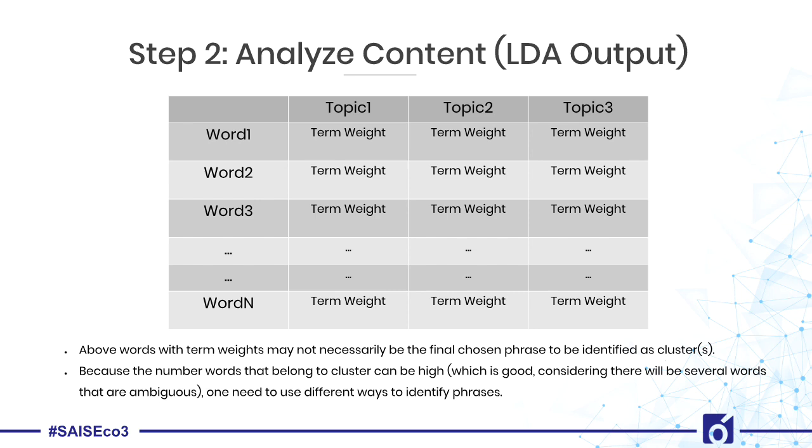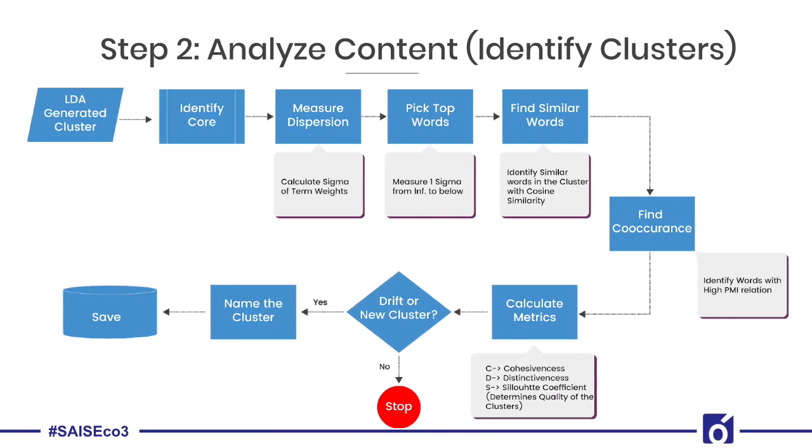Now, every word has some significance, for example, in terms of computer, we say term weight in that particular concept, and it varies from 0 to 1. Now, it's not necessary that the above words are the final clusters or the final concepts that are being identified. Why? Because every word belongs to a cluster even with a probability of 0.001%. But we want to identify which words are highly significant in a particular concept. So for this, we apply the second phase of analyzing the content.